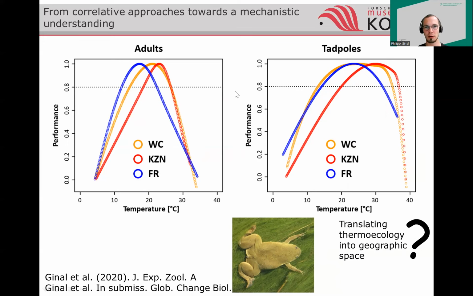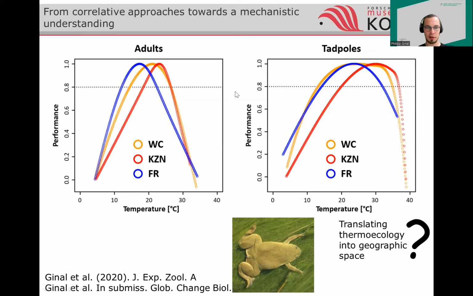Here for Xenopus, we included 2 populations from the native range in South Africa and 1 invasive population from France, and the French population derives from the 2 populations in South Africa. We found that the French population performs much better under cooler conditions, so it has already adapted to the much cooler climate there.